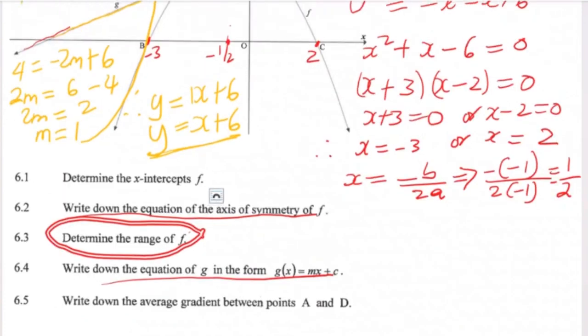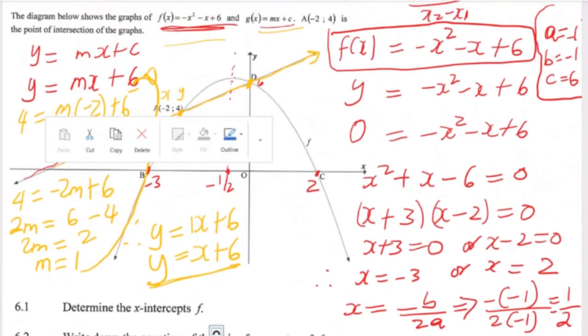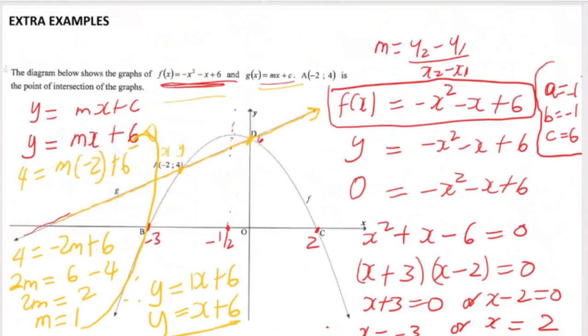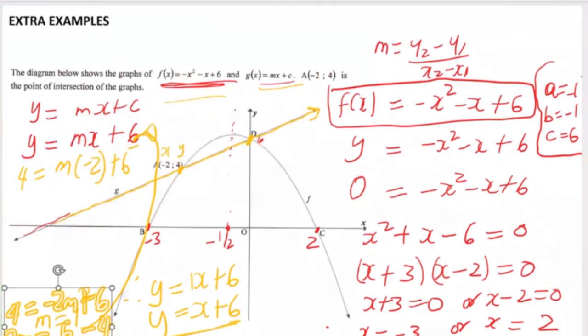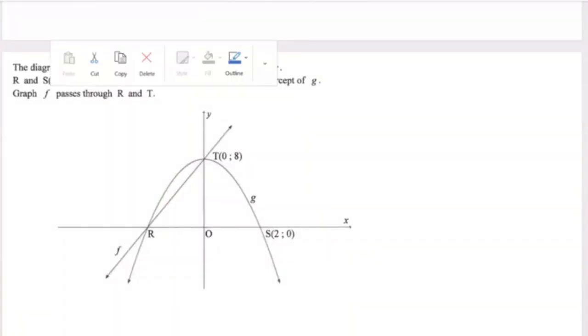And then write down the average gradient between A and D. Finding the average gradient, we are not there. To find the average gradient between A and D, it means we are finding a change in Y and a change in X, which is the same as this one, which is equal to 1. So we are not there. I just want to show you another example that I came across, which is pulling these things together.